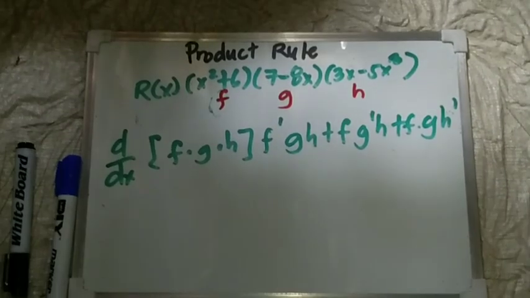So our r prime is going to be equal to the derivative of the first part. The derivative of x squared is 2x.